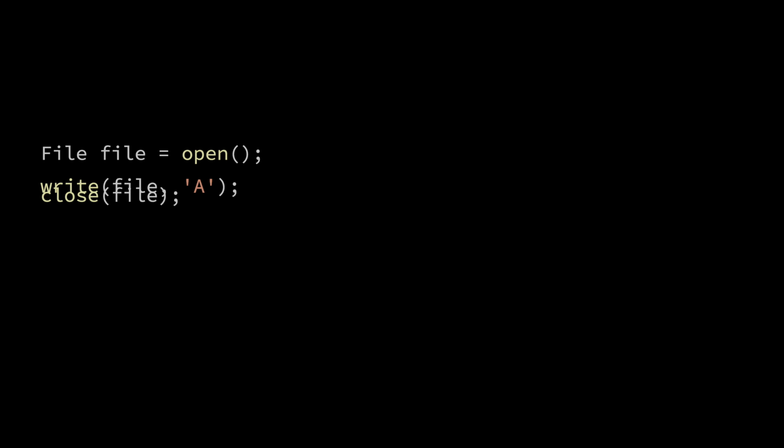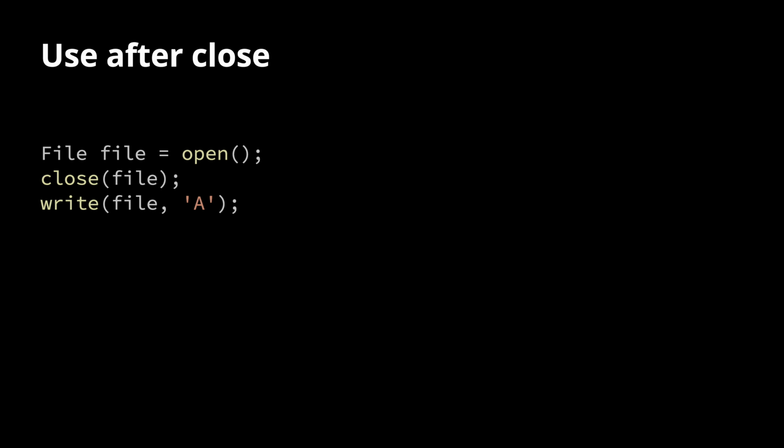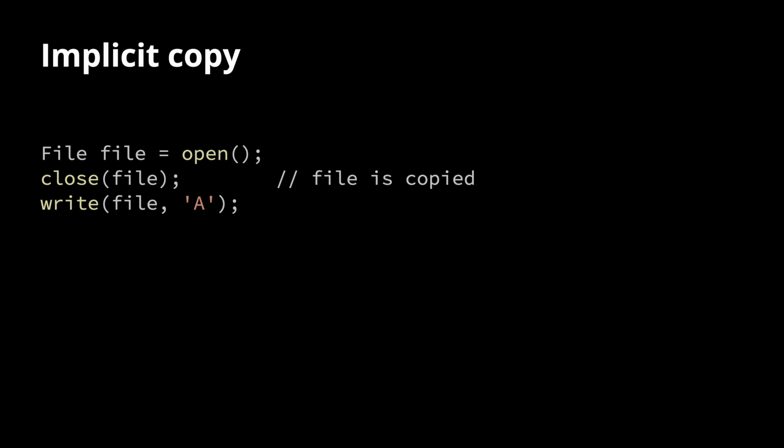What if I close the file and then write to it? This compiles. I'd call it a use after close bug. What is the feature of the language that allows this to compile? Why can I close the file but still attempt to use it afterwards? There is an implicit copy that happens when I pass the file to the close function. We're passing the file by value, but really the value that's passed into the close function is a copy of the file struct. And when close returns, I still have the variable called file, so the compiler still lets me call write on it.